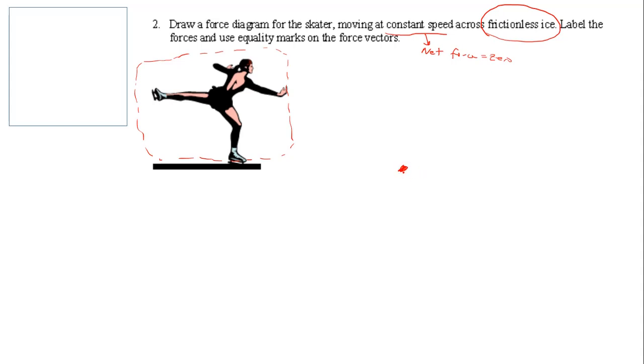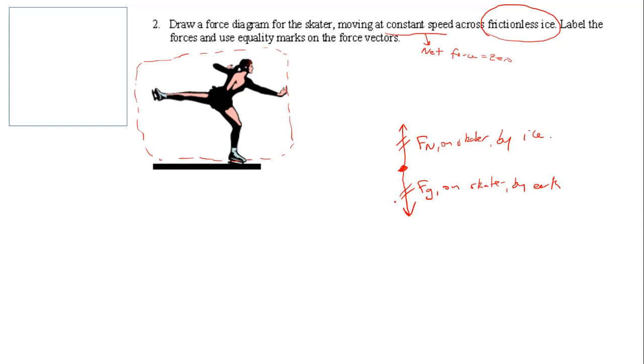The obvious one is gravity. Force of gravity on skater by Earth. She's not accelerating downwards, so she must be balanced out. Force normal on skater by ice. Those are equal. The question is, she's moving forward.